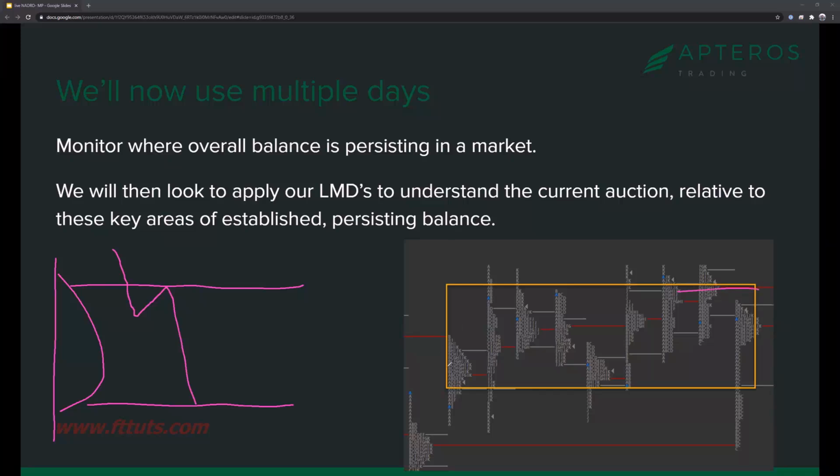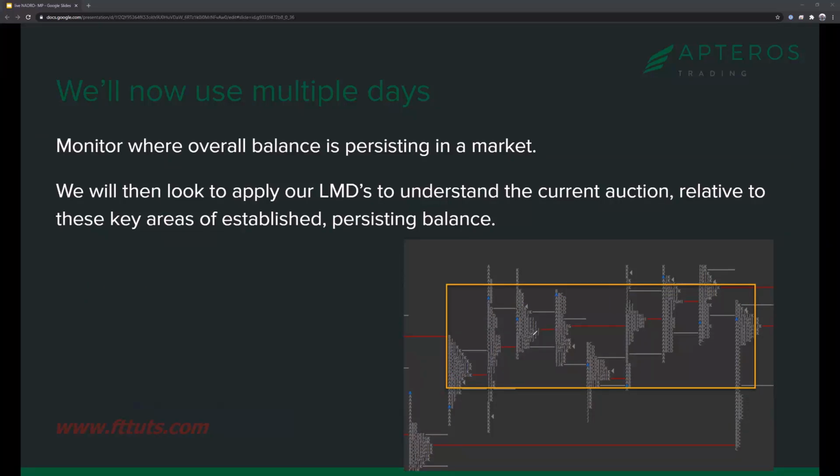So we'll take all these days and we'll put them together, because guess what? This is kind of a complex example, but it's not going anywhere, right? This market's not going anywhere. It's balancing. So we can make a composite value area or profile out of that.